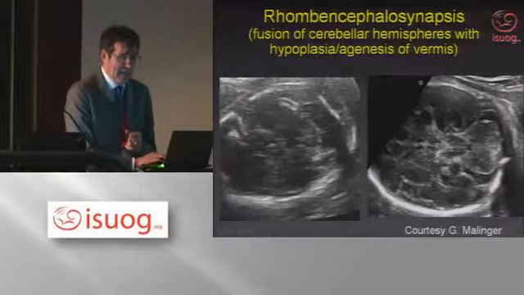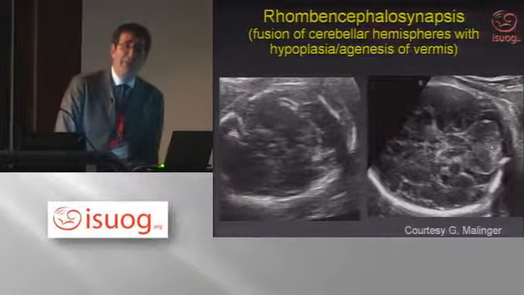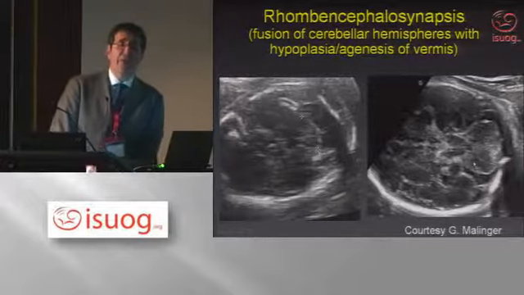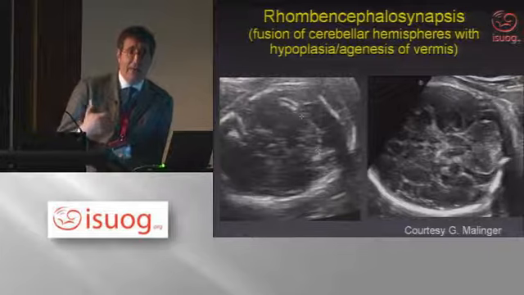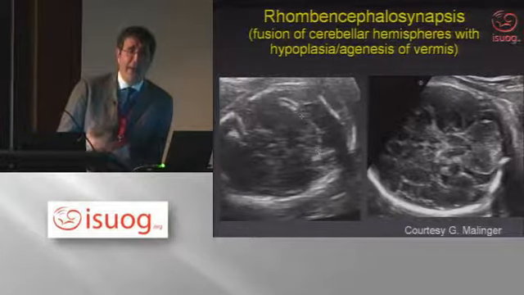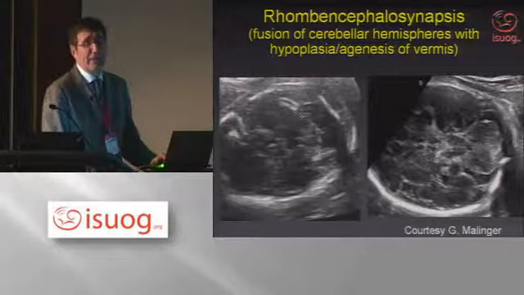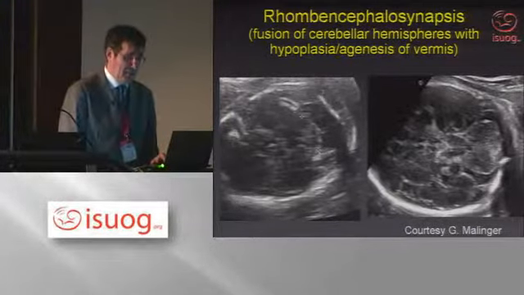But in other cases, and this is one image that was given to me by Gustavo Malinger, it may be very difficult to spot, and the only clue to the diagnosis is that the cerebellar shape is triangular. But unless you are very expert, I guess that you are not going to find this abnormal, and you're going to miss this. And in fact, most of these cases are missed antenatally, or they are recognized because they have associated malformations.